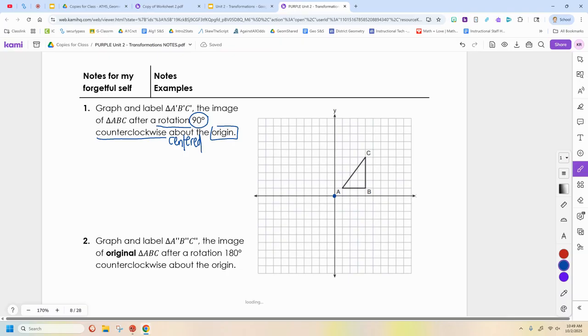A is closest to the center. It will be the exact same distance away from the center as we rotate it. We are in quadrant number 1 right now. Agreed? Yes. Okay, if we go 90 degrees, we're going from quadrant 1 to quadrant 2.